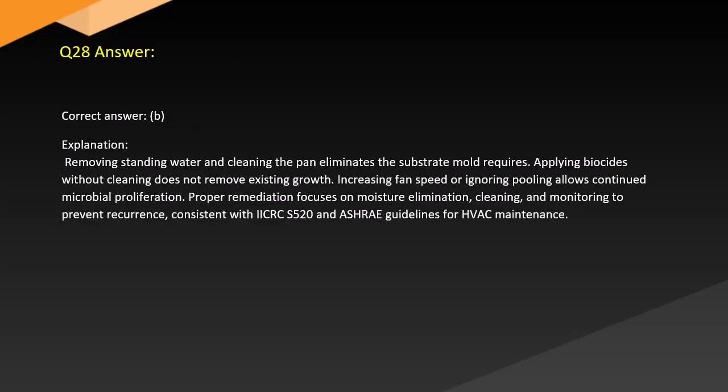Answer. Correct answer: B. Explanation. Removing standing water and cleaning the pan eliminates the substrate mold requires. Applying biocides without cleaning does not remove existing growth. Increasing fan speed or ignoring pooling allows continued microbial proliferation. Proper remediation focuses on moisture elimination, cleaning, and monitoring to prevent recurrence, consistent with HRConquer and ASHRAE guidelines for HVAC maintenance.